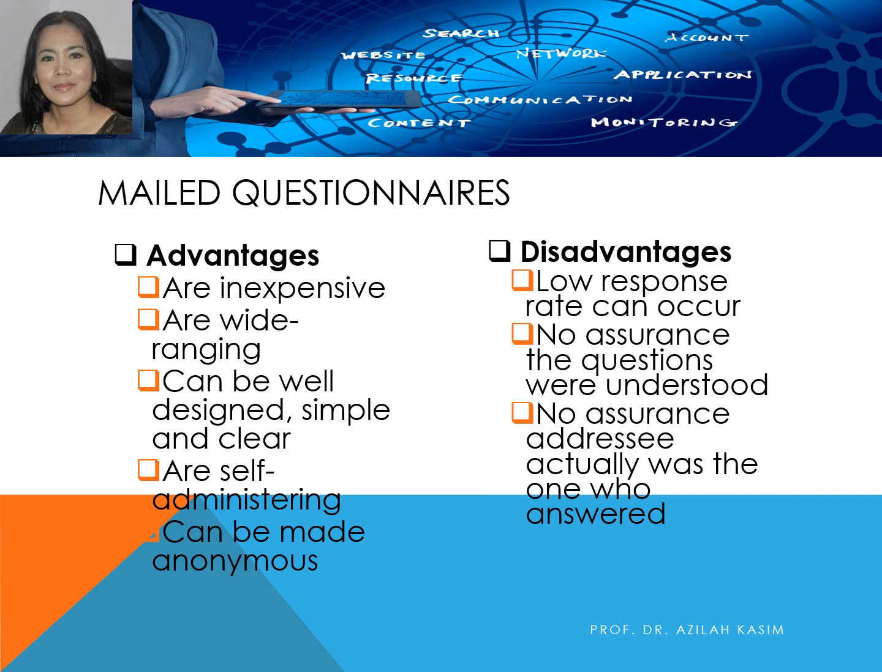There is no assurance that the questions were understood, of course, because the researcher is not there. Nobody is there to guide the respondents about a certain question if the question is confusing. Also, no assurance the addressee actually was the one who answered. That's true too, because once this mail reaches a household, how can you tell for sure whether it is answered by the housewife or the husband or the child or whoever? So you do not know. You have no control over who actually answered those questionnaires.